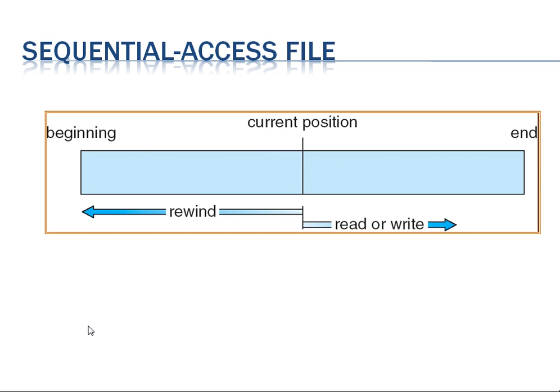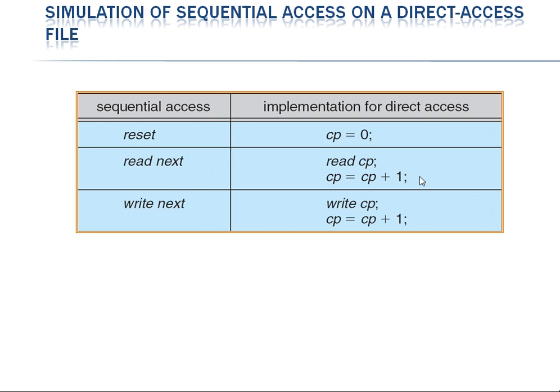Now here is the diagram that shows sequential file access. Here we have the beginning mark and the ending mark of the file, and this is the current position, that is the current pointer. If the current pointer is here, we can perform read next, so reading will take place from here till the end, in this direction. If we reset the pointer, it will go back to the beginning position here, and then we can continue. So this is sequential access.